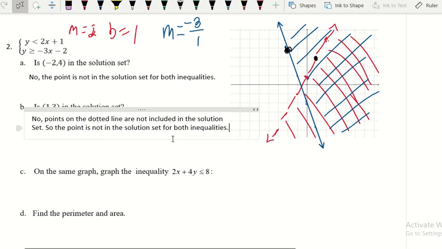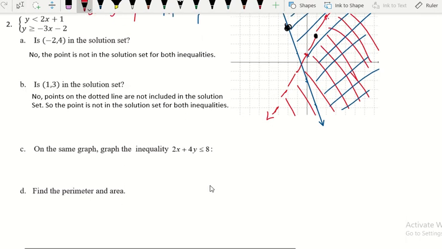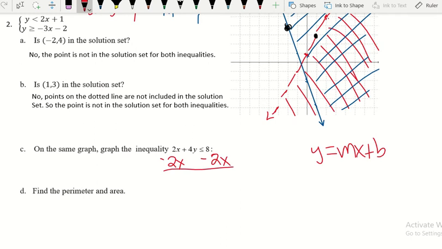Okay? Now we're going to graph this equation, 2x plus 4y equals 8. And it should say less than or equal to 8. So remember, we want to get this in our y equals mx plus b form. Okay? So we're going to want to subtract the 2x from both sides. And then we want to get rid of that 4 in front, so we're going to divide everything by 4. So I'm going to get 4y. And because the x appears first in the formula, we're going to put that negative 2x in front.